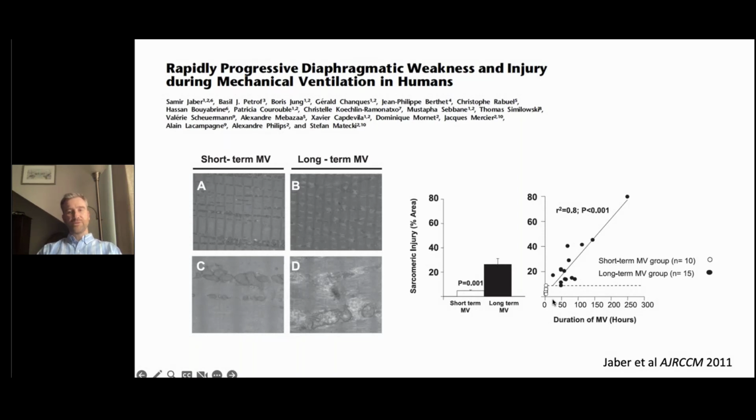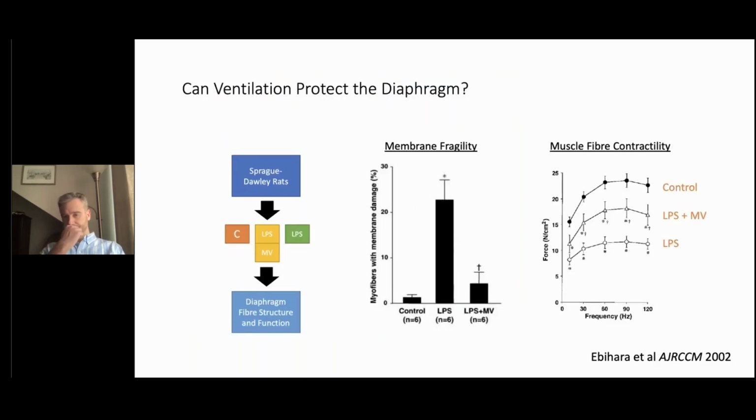So there seems to be an association between exposure to mechanical ventilation and features of load-induced diaphragm injury that likely contribute to diaphragm dysfunction. And what's so interesting is that there are some experimental data that suggest that, in direct opposition to the concern that ventilation promotes diaphragm atrophy, it's possible that ventilatory support could actually protect the diaphragm from load-induced injury.